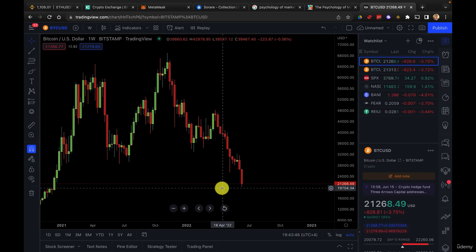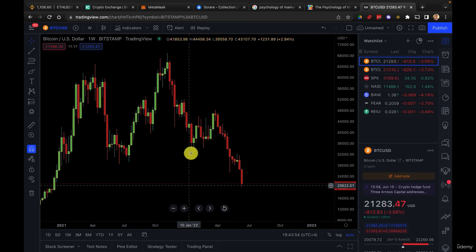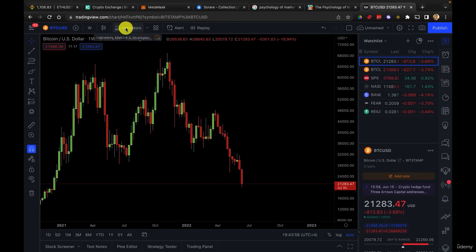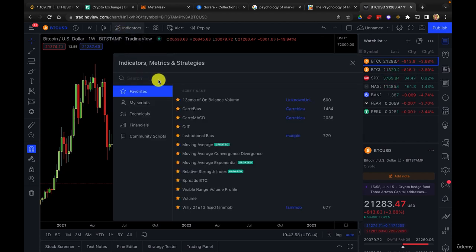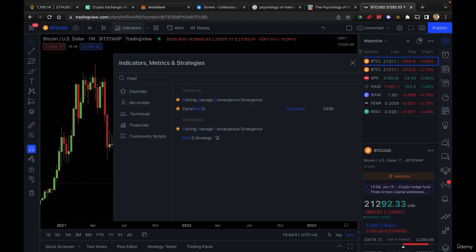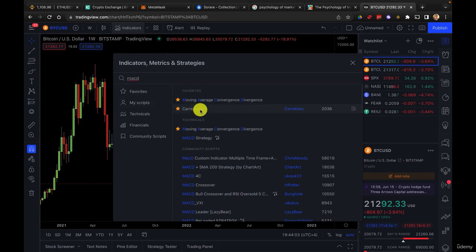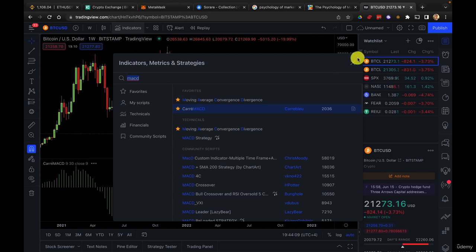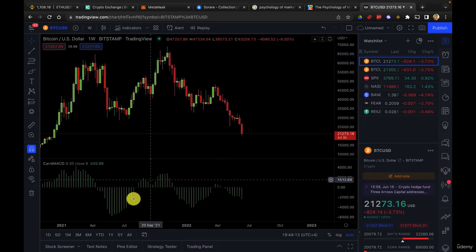You also have the RSI, but in this course we're only going to see the MACD indicator because usually that's the most reliable one. And to get the MACD indicator, you need to go in TradingView to Indicators, and then you're going to type here MACD, and you're going to choose this one, Carré MACD, which was made by the Carré Bleu developer. You click on it, you can click the star here to make it part of your favorites, and here it is.